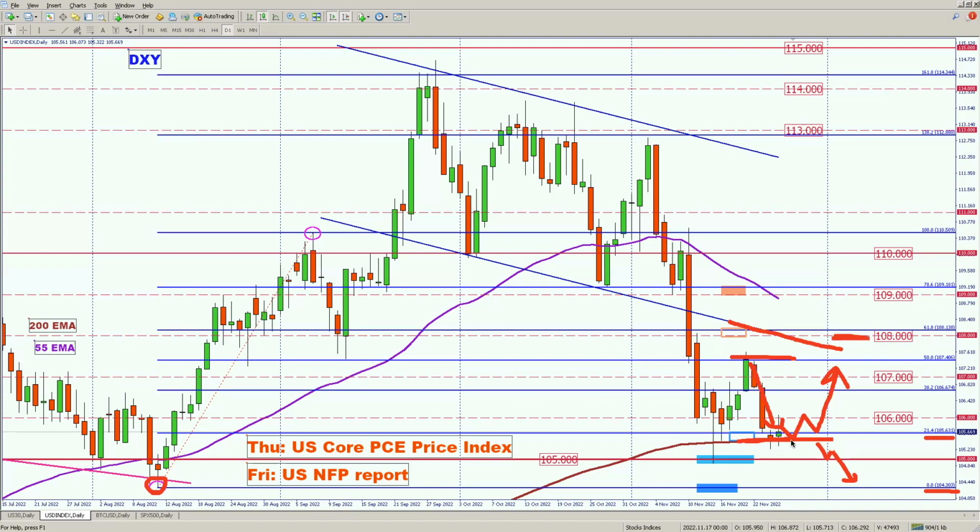So we'll see if this level will hold next week with a couple of key news items: the inflation data for PCE, and then on Friday the non-farm payroll report, which will give some data points for the Fed for their December 15th FOMC meeting on the next rate hike, whether it's going to be a 0.5% or a 75 basis points increase.